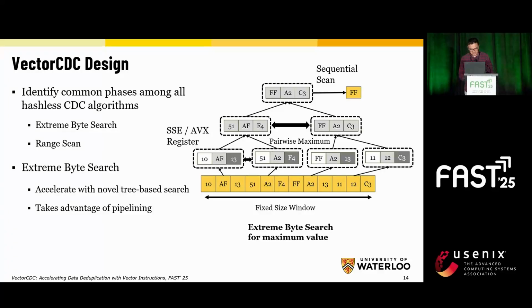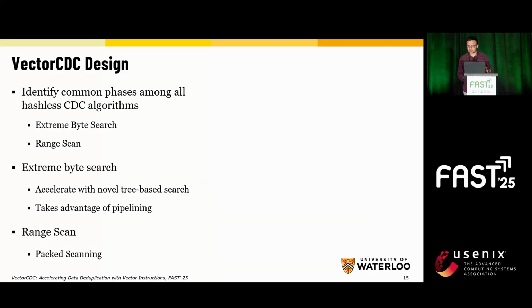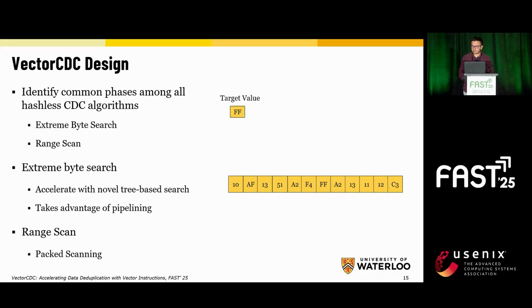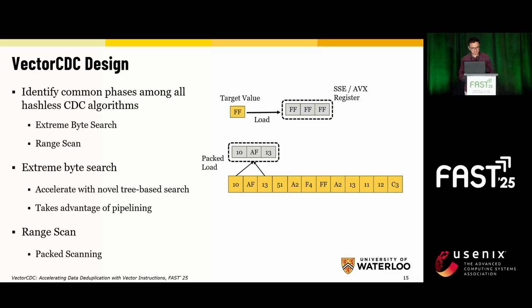The other phase we accelerate is called range scans. Another phase in hashless algorithms is where you serially compare bytes from a data region against a target value using a conditional comparator. To do this, we load the target value into its own vector register by repeating it. And we also load bytes from the data region using pack load, similar to before. We run one vector compare operation to see if any of them satisfy our condition, and if not, we slide ahead and load the next bunch of bytes.